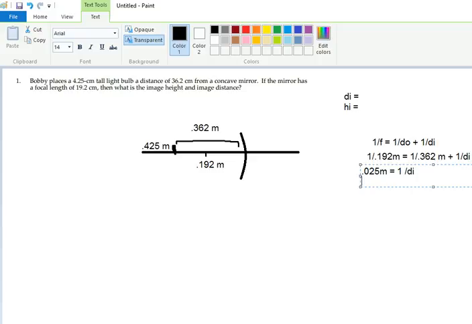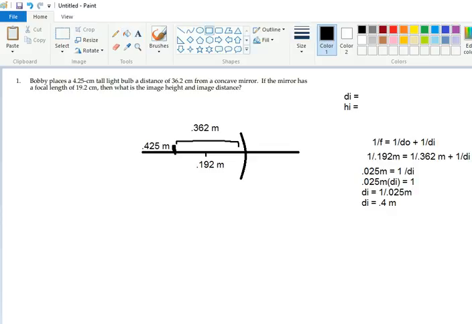So what you would do here is multiply both sides by di. So 0.025 meters times di equals 1. You divide both sides by 0.025 meters, so you get 1 over 0.025 meters. Di equals approximately 0.4 meters. So that answers the first part of the question. Box our answer.